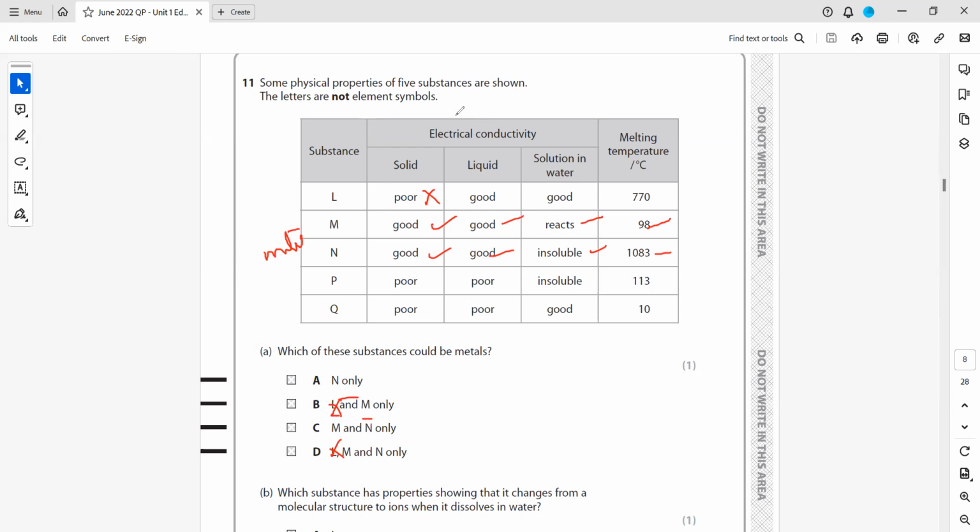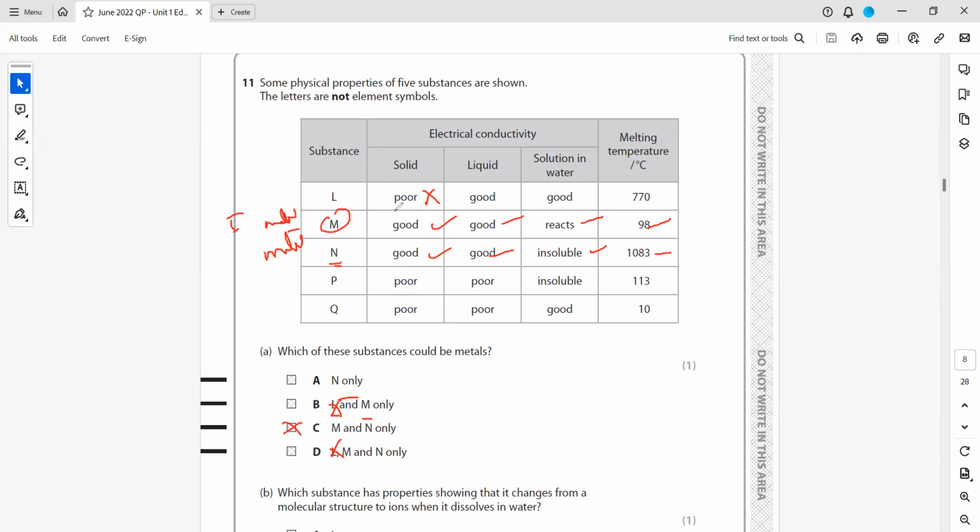So if it was a giant structure, then it would have a high melting point. So it's not a giant structure. So what it shows is it is also a metal. So M is a metal. M is actually an alkali metal, and N is a transition metal. So C is the right answer.